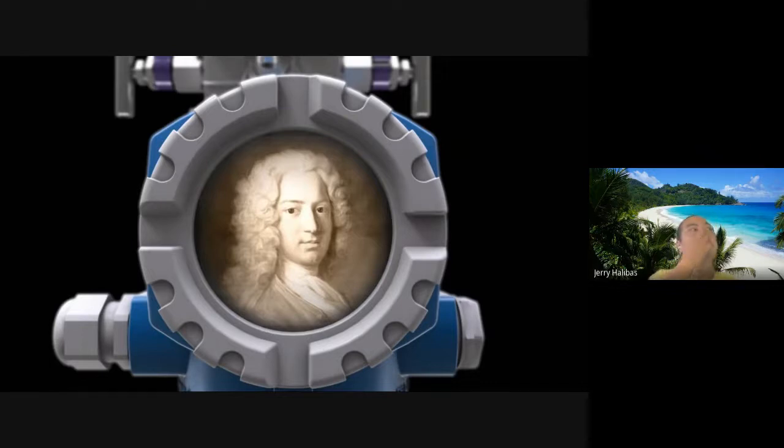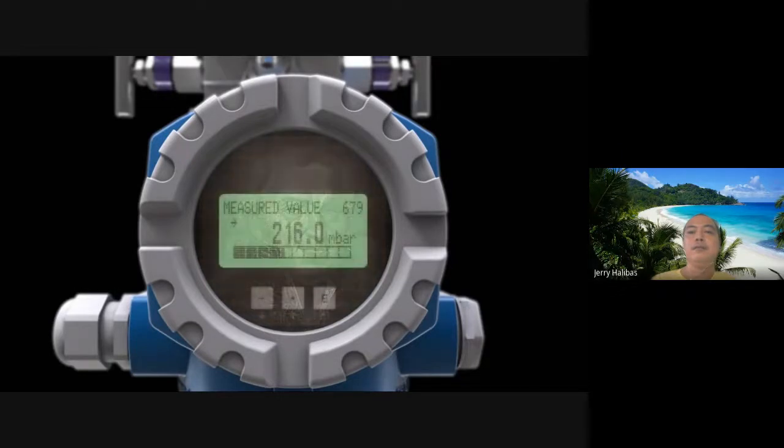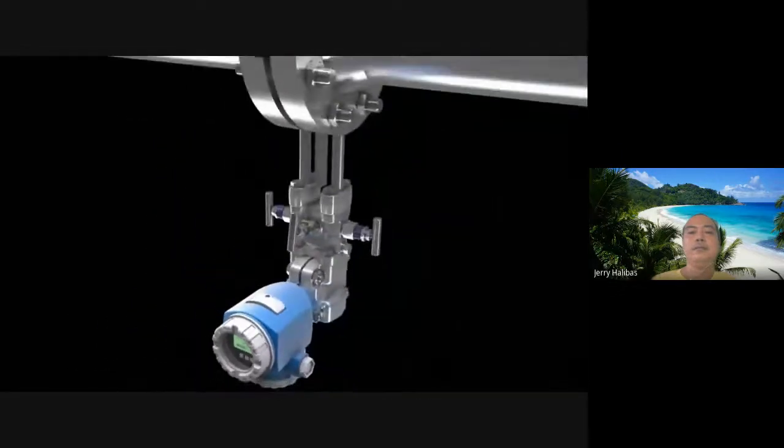Italian physicist Giovanni Battista Venturi also performed experiments on flow, and in 1797 he built the first flow meter for closed pipes, known as the Venturi tube.